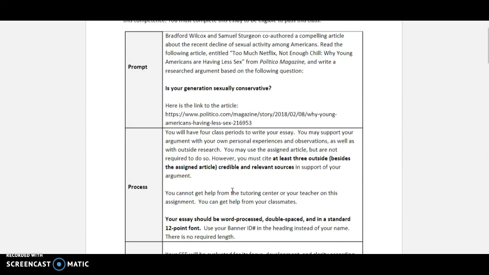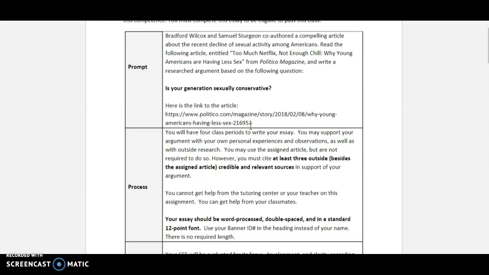If you use the article provided from Politico, then you still have to find 3 outside sources, which means you will have a total of 4 sources: the 3 outside sources that you found and the assigned article. If you don't use the assigned article, then you can just find 3 other sources. However, regardless of how many sources you find, they should all be credible and relevant.